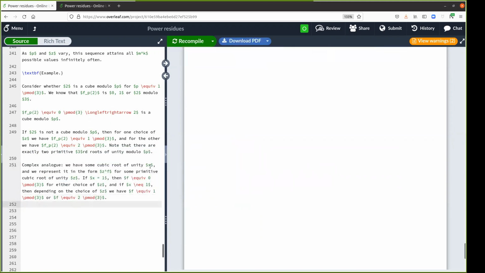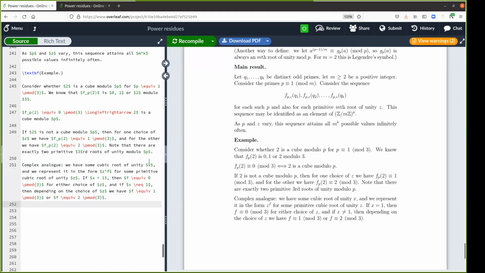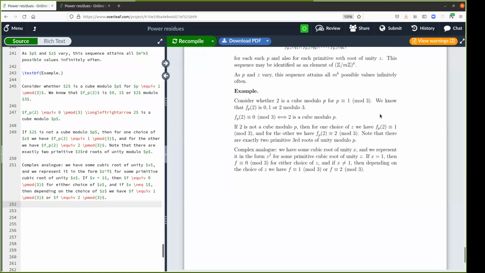I hope the complex analogy is clear. And then the modulo P situation is basically exactly the same.